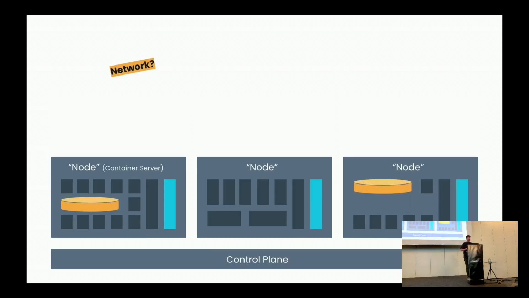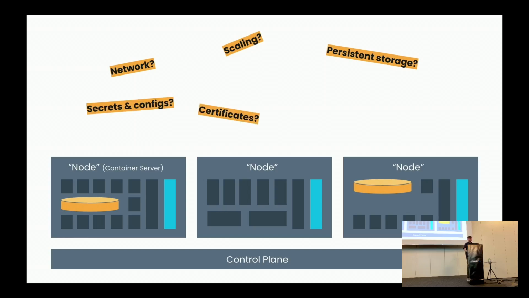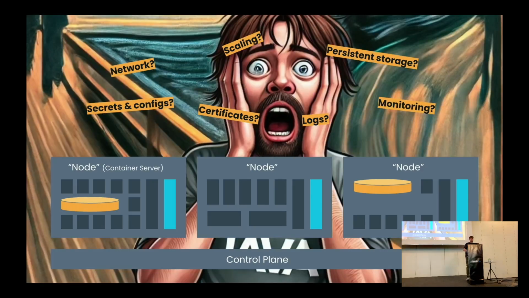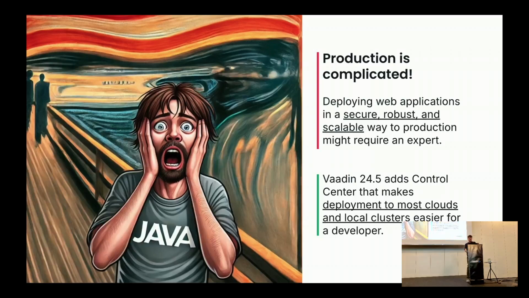So you have questions like, how do I set up the network and firewalls in there, and how do I scale it, like automated scaling? Where is the storage and certificates and secrets and logs? There's tons and tons of stuff, and you start looking like this again. At least I'm starting to look like this again when I'm trying to get something to production. So this is the problem that we try to start solving with Vaadin Control Center.